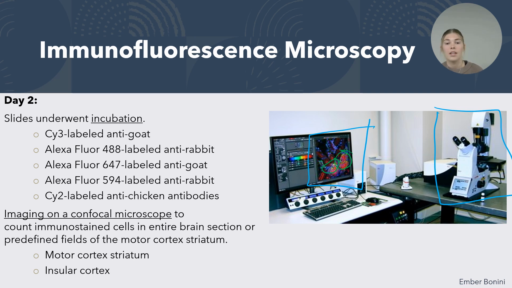type mice. And then we also have some imaging on a confocal microscope, which is what this microscope is. That's the scientific term for it. And within this microscope, it's just going to count the immunostained cells on there, and it'll break down the different sections of them. And then it's going to show into predefined fields, and these different fields, which are also seen in the coronal cryosectioning, is we have our motor cortex, our striatum, and then our insular cortex.